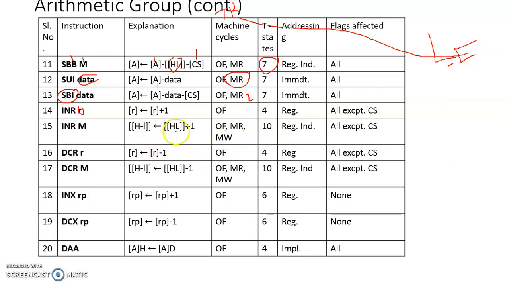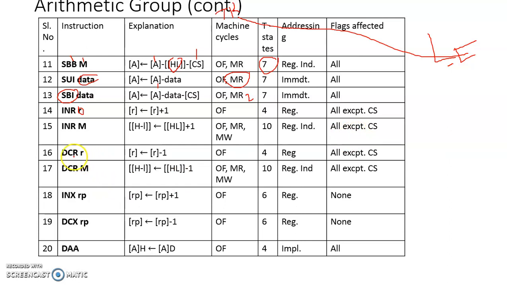Now addressing mode. The HL pair is used indirectly for addressing the operand present in the memory location. So it's register indirect addressing mode. Here also all the status flags except carry will be affected.